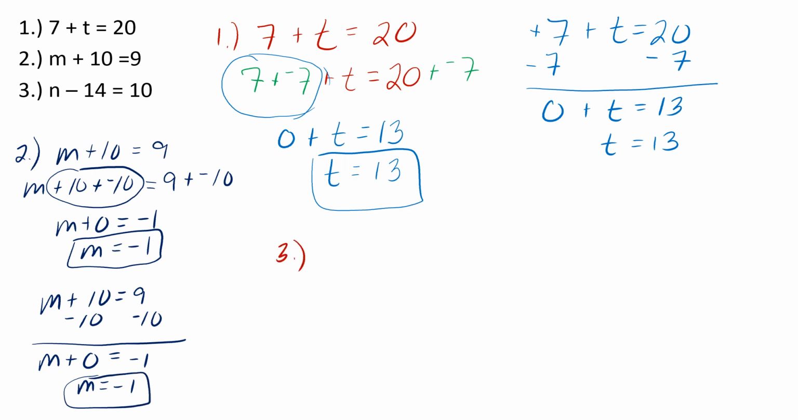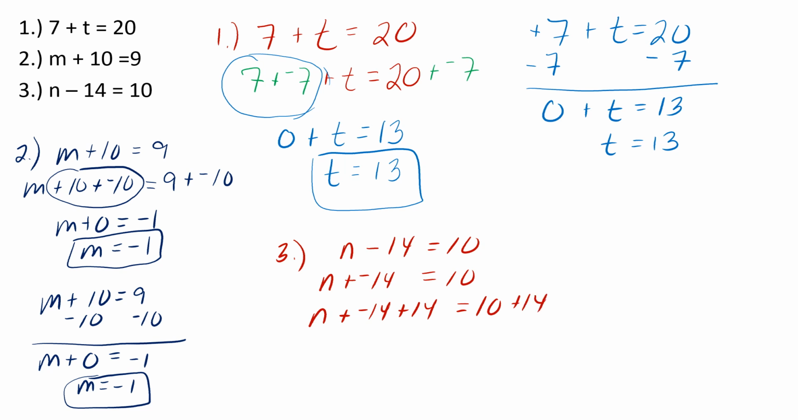Last one here, n minus 14 is equal to 10, and I'm going to do a quick rewrite on that and say n plus -14 is equal to 10, and that allows me to leverage adding the opposite. So I'm going to add the opposite of -14, which is +14. And if I add +14 to the left, I must add 14 to the right. -14 plus 14 is 0, and 10 plus 14 is 24, giving me n is equal to 24.